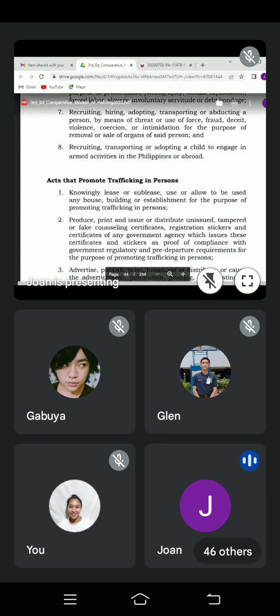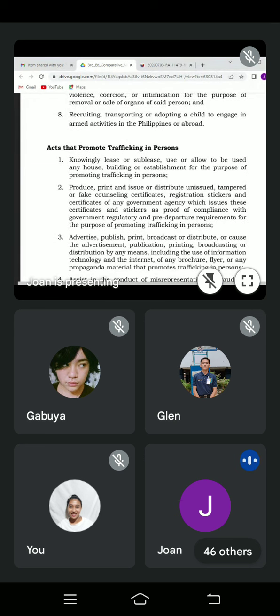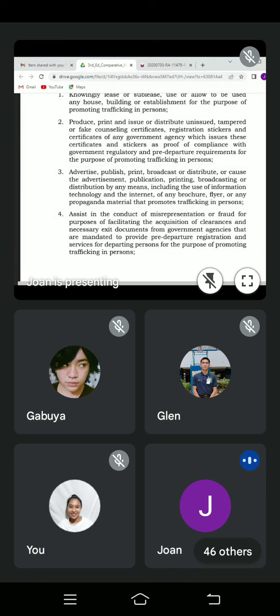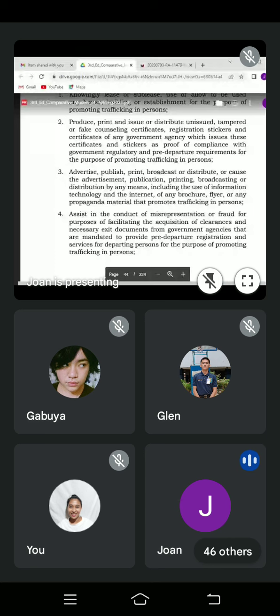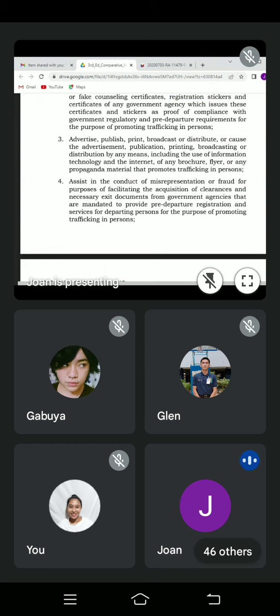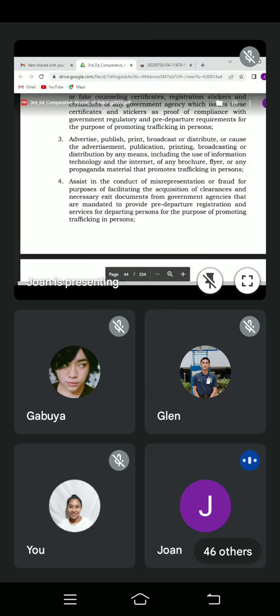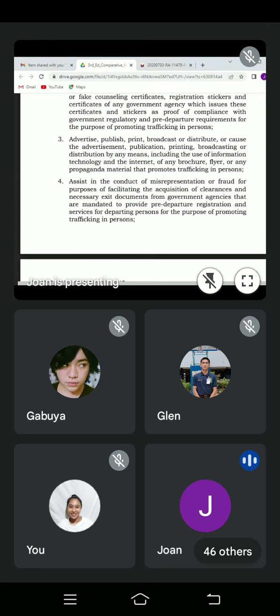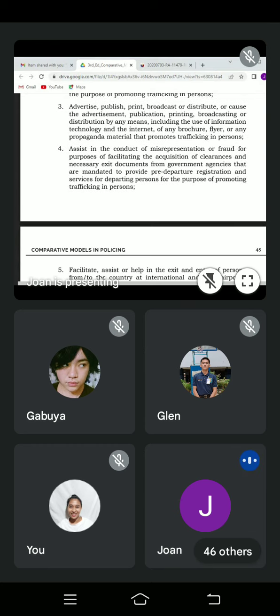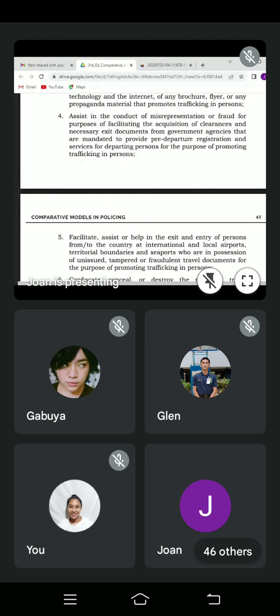And then whoever promotes the act of trafficking in person is also liable. For instance, you are the owner of a building, house, or establishment, and you knowingly lease it, and the purpose is trafficking in person. Okay? Or you produce, print, and issue, distribute, and issue tampered or fake counseling certificates, registration stickers, and then the purpose is still to promote trafficking in person. Or you advertise, publish, print, broadcast, or distribute, and the purpose promotes trafficking in person. Okay.